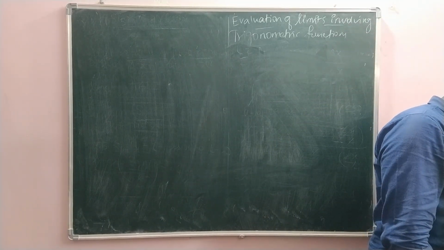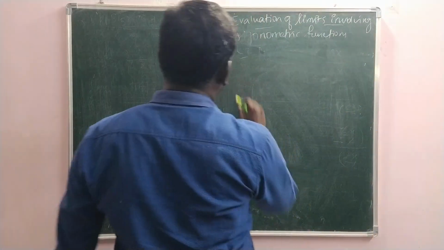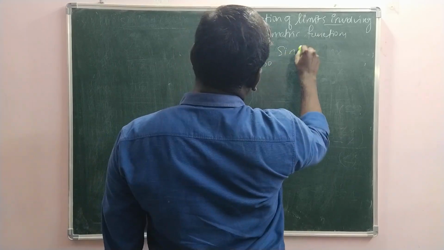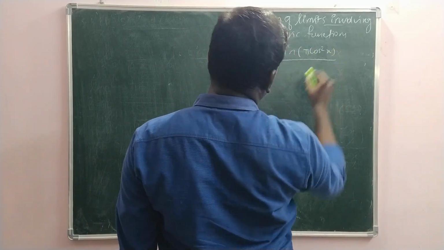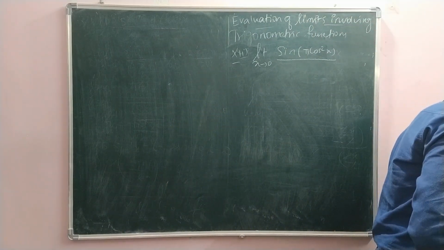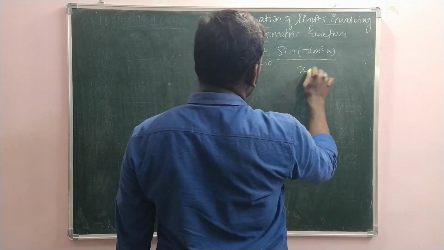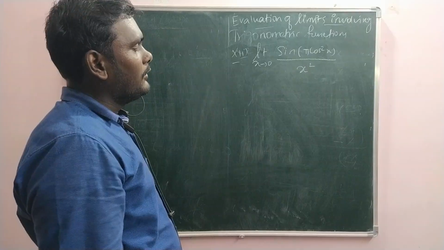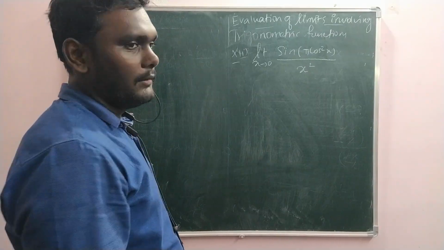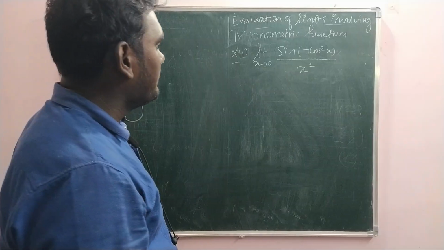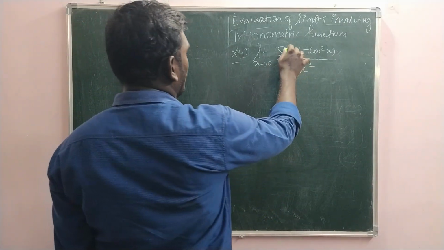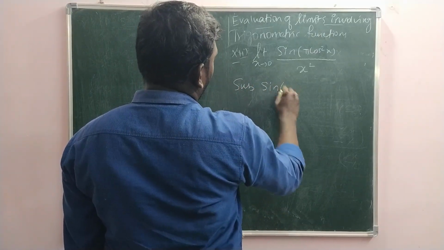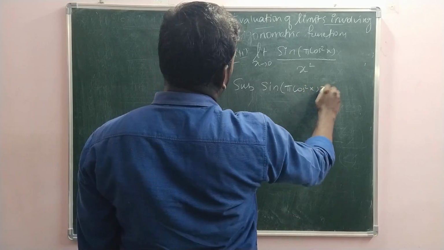And then the 12th one. Limit x tends to 0, sine of pi cos square x by x square. Now if you substitute the limit directly, cos 0 is 1, then again it is something like the same thing, 0 by 0. So we'll try to identify. What we can do is substitute the sine of pi cos square x equal to t.